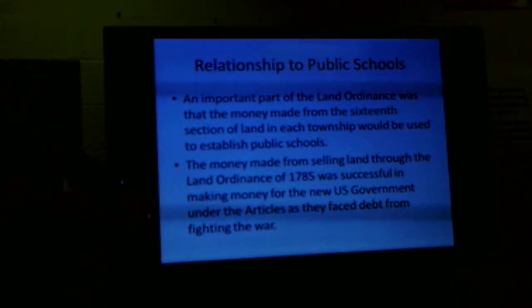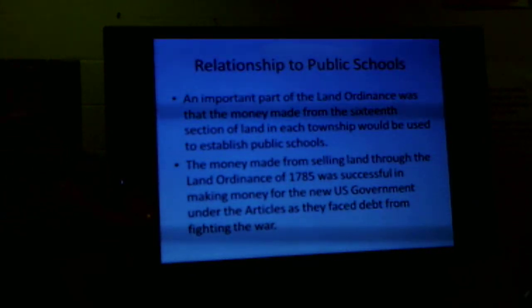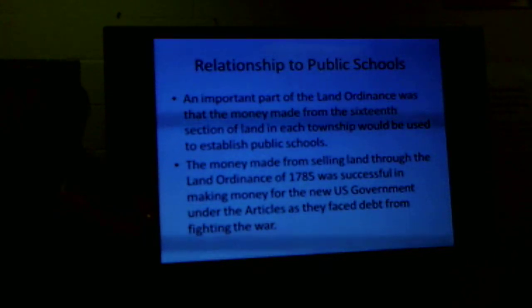But there was one really important piece to this. This land ordinance provided a way to have public schools for the first time in the United States. So an important part of the land ordinance was that money made from the 16th parcel of land in each township would be used to establish public schools. There were 36 sections, 6 by 6. The 16th section, the money made from that would be used in order to make a public school and pay for a teacher and all of that sort of thing.